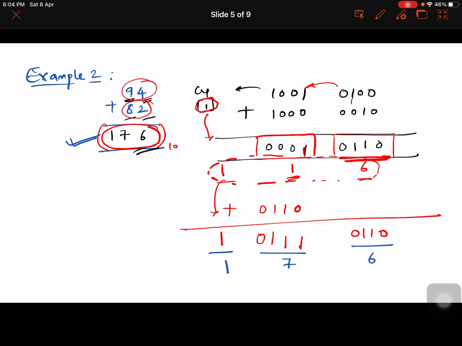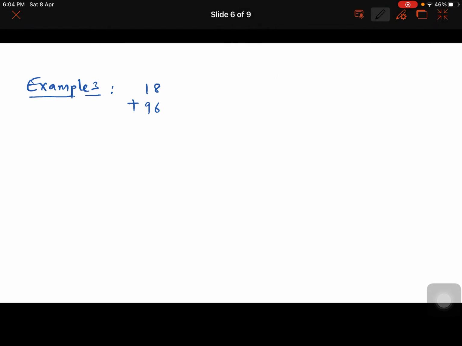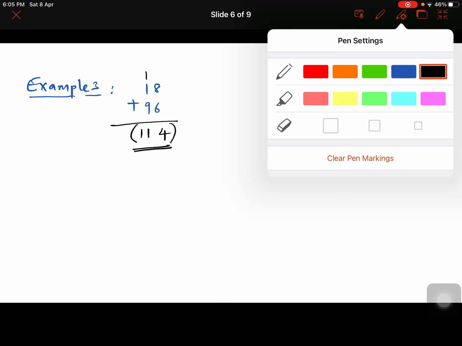Let me take one more example. Tell me, if I treat them as normal decimal numbers, what is 8 plus 6? It is 14, right? Carry 1, 1 plus 1, 2, 9 plus 2, 11. So 114 is the decimal result I expect. What happens when it actually treats them as hexadecimal numbers? Am I getting the same result or not? Let me see.